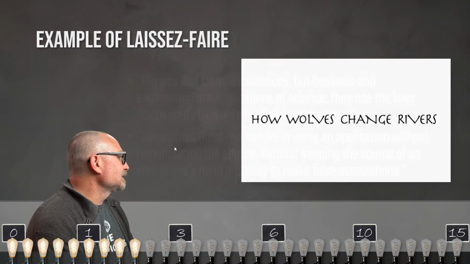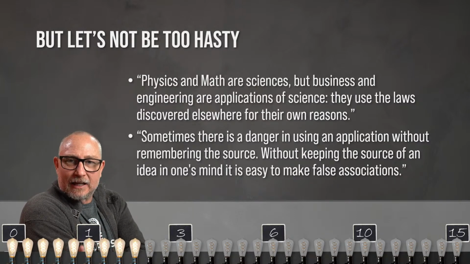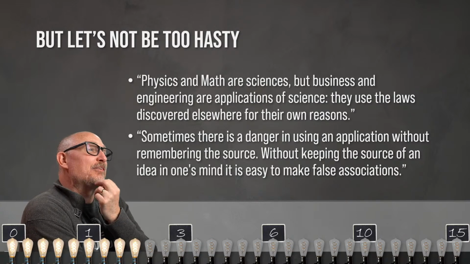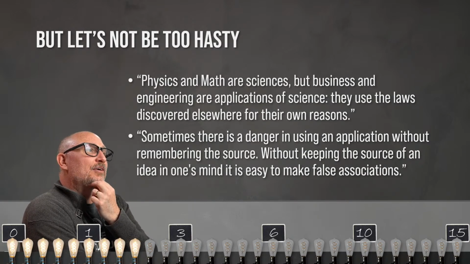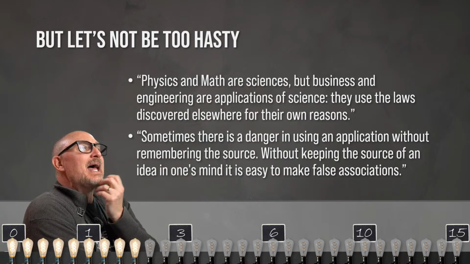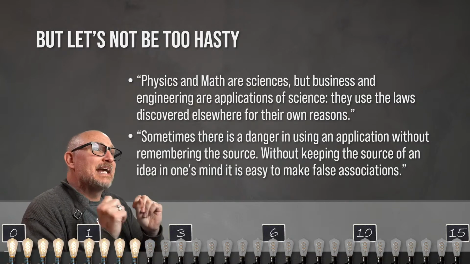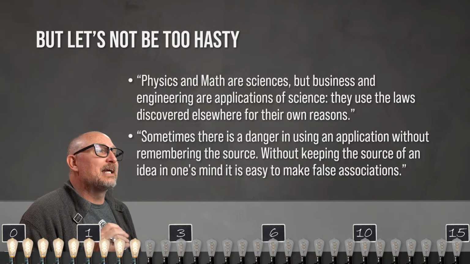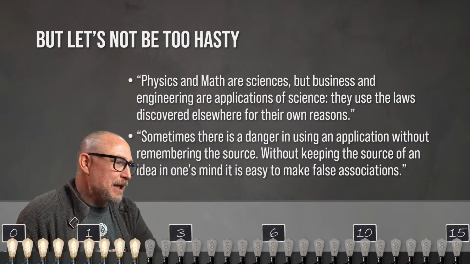Well, here's the deal. Remember something that Ed Ing said, in week 1. Ed says, physics and math are sciences, but business and engineering are applications of science. They use the laws discovered elsewhere for their own reasons. Sometimes there is a danger in using an application without understanding the source. Without keeping the source of an idea in one's mind, it's easy to make false associations. What does he mean by that?